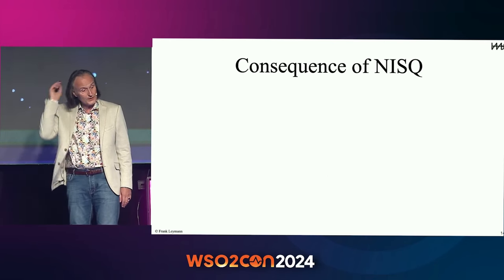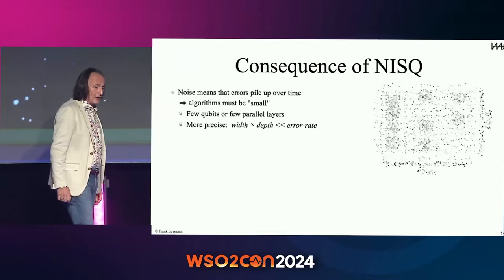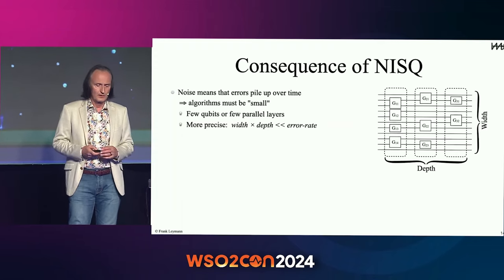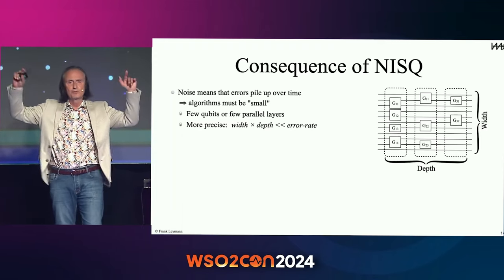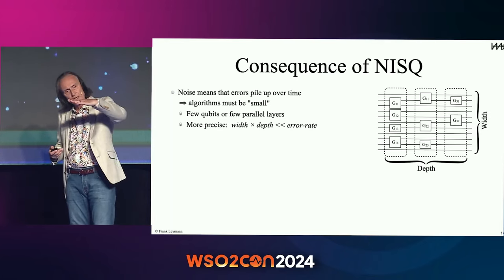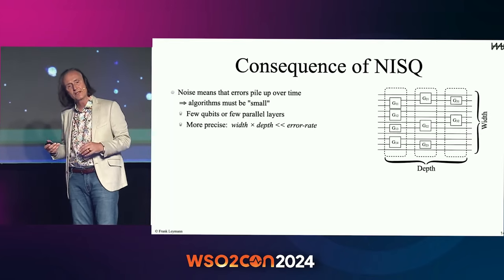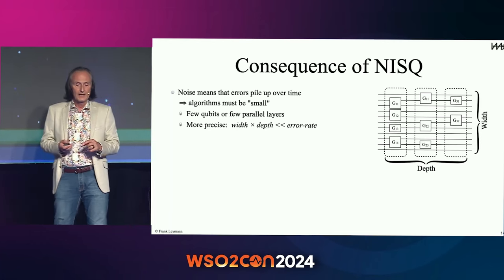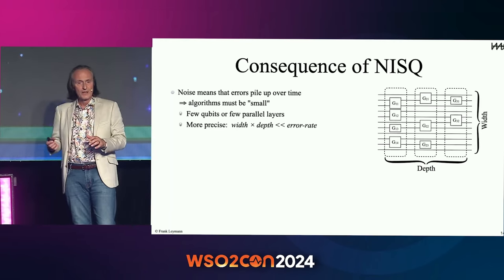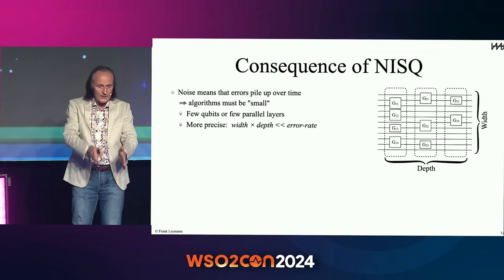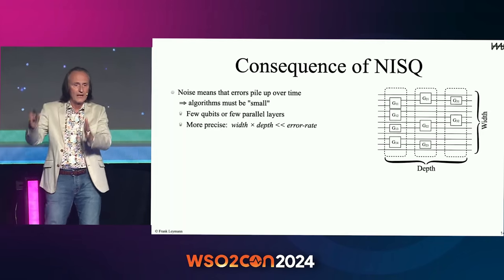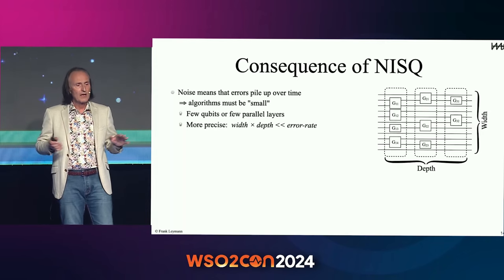The consequence of NISQ is as follows. Noise may pile up when you compute your algorithm. That means the algorithm must be small, whatever small means. Small means basically you have horizontal lines. The horizontal lines on the right side are the qubits that you manipulate, and the rectangles are the operations on the different qubits. Operations may be performed in parallel. These are the slices, the layers. And the number of qubits times the number of layers must be smaller than the error rate of the quantum computer.